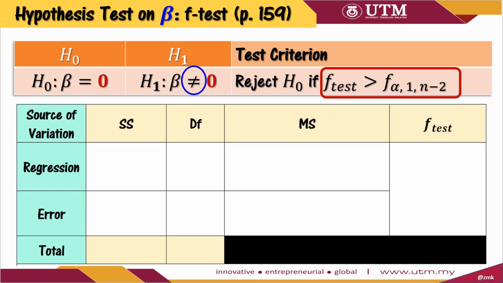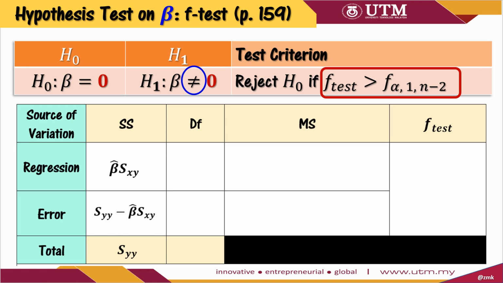The second column is for the sums of squares, where the total sum of squares SST is given by SYY. Next is the regression sum of squares given by SSR, which is equal to beta hat times SXY. The difference between SST and SSR is the error sum of squares SSE.